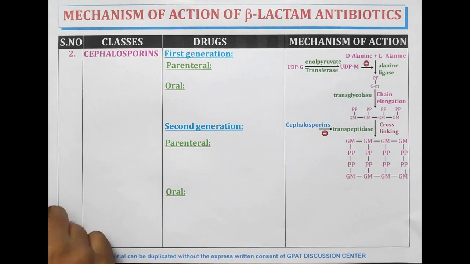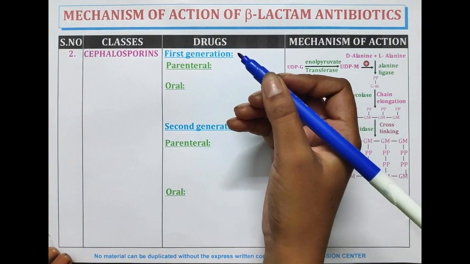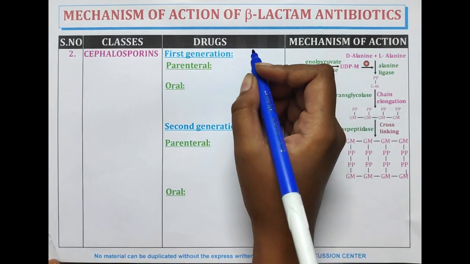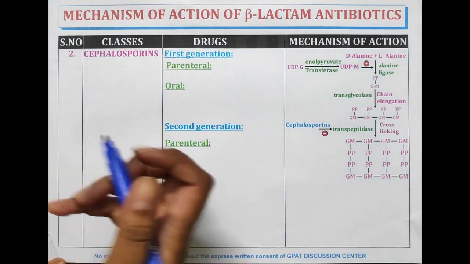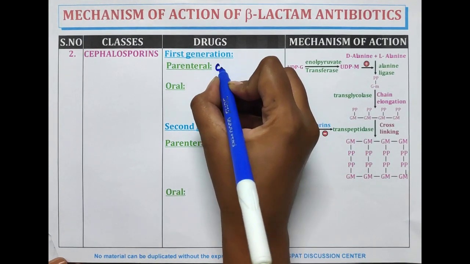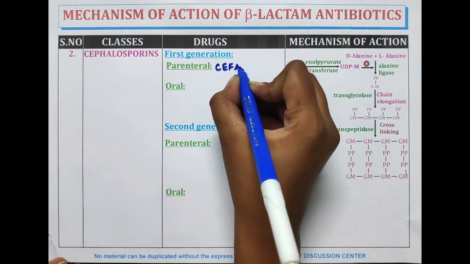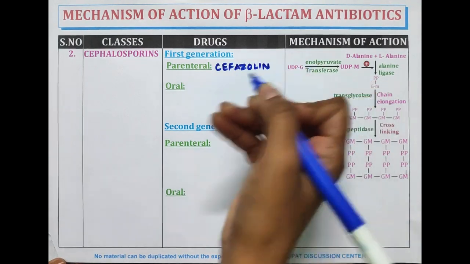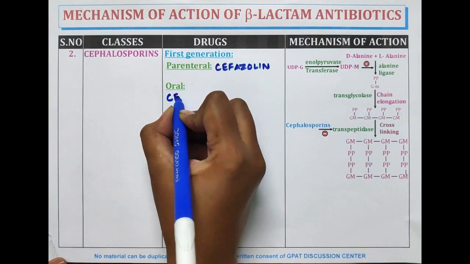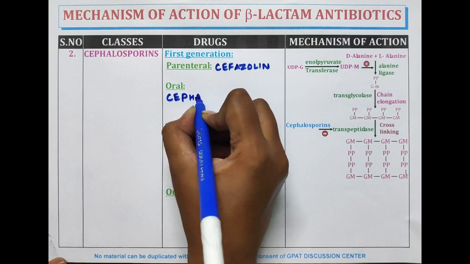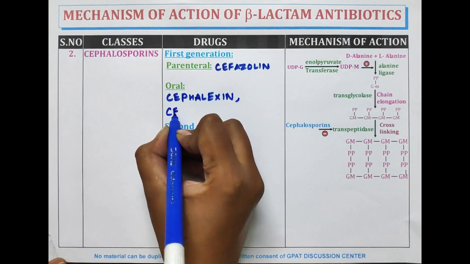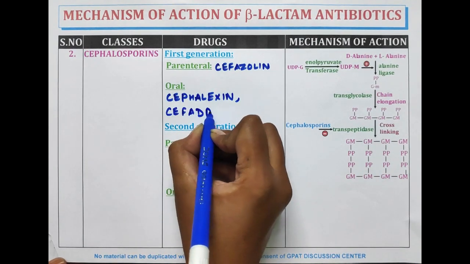Next class is cephalosporin. The cephalosporin is divided into 5 generations. First generation is further divided into 2 parts, parenteral and oral cephalosporins. Parenteral cephalosporin of first generation is cefazolin. Oral drugs of first generation cephalosporin are cefalexin and cefadroxil.